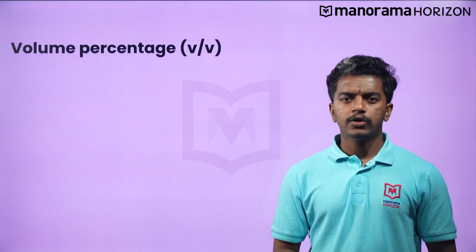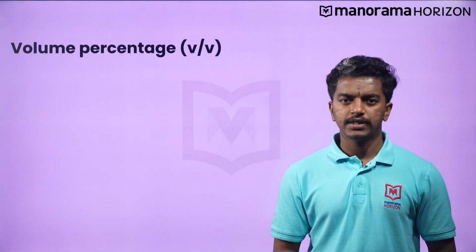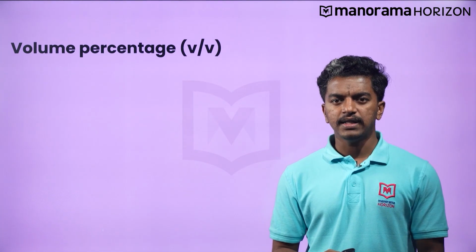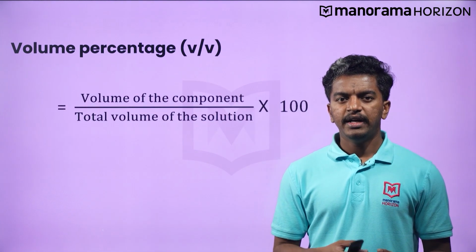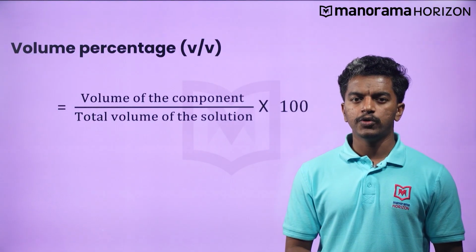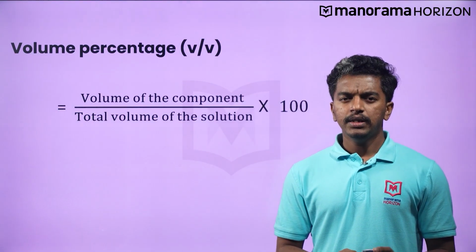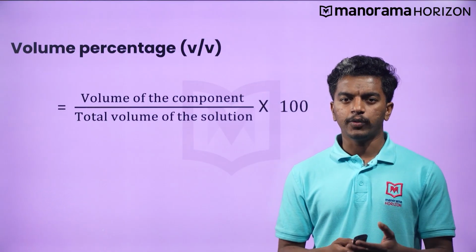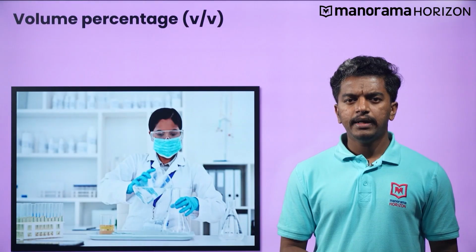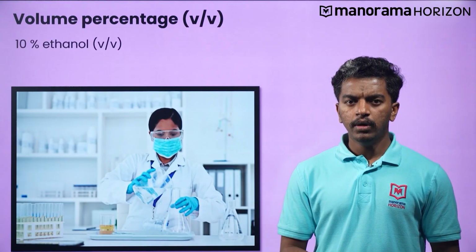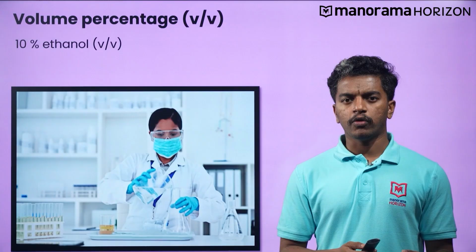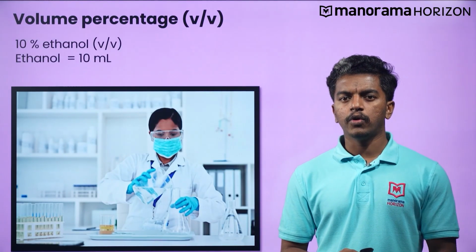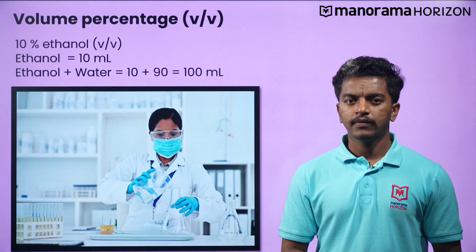Another way of expressing concentration is volume percentage. The volume percentage of a component in a solution is defined as the volume of the component divided by the total volume of the solution multiplied by 100. This method is generally used when both the solvent and solute are liquids. For example, a 10% solution of ethanol in water means 10 ml of ethanol is dissolved in 90 ml of water, such that the total volume of the solution is 100 ml.